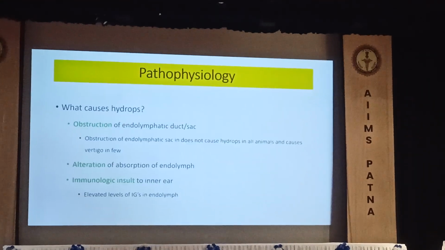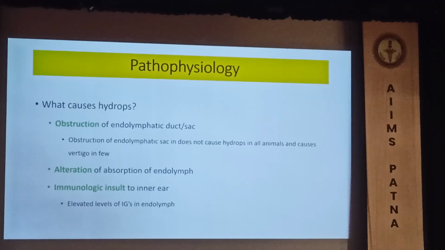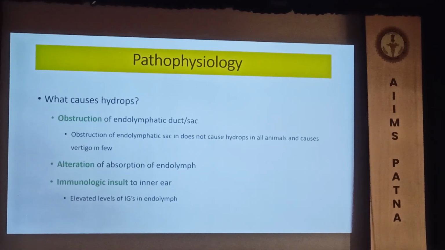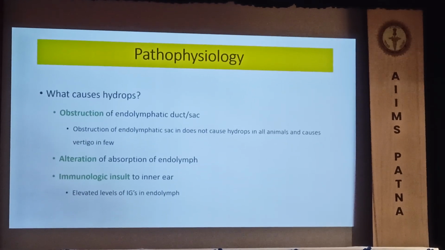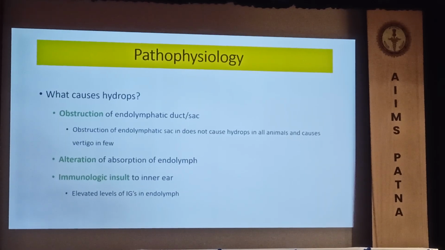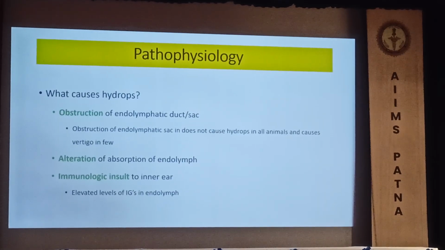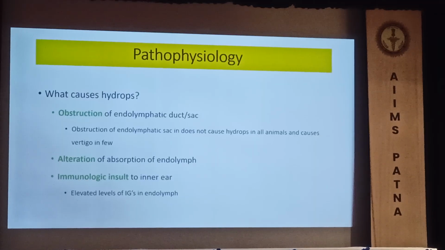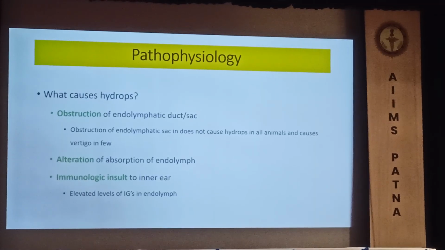And whenever this pressure happens, what actually happens? Why does this pressure happen? It can happen because of obstruction. Endolymph is not being drained out, so endolymph is increasing. It is defectively absorbed, so it is increasing. You can have an immunologic insult. That's where the allergy component comes in Meniere's.